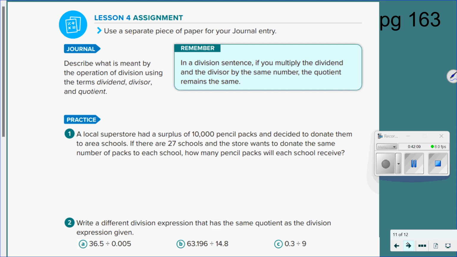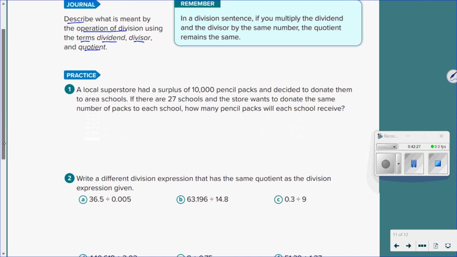A few things. Our first one, our journal entry. Describe what is meant by the operation of division using the terms dividend, divisor, and quotient. So there are several ways you can do it. I would personally do it with a diagram. So you can show me, like a long division, show me where each of those things are.